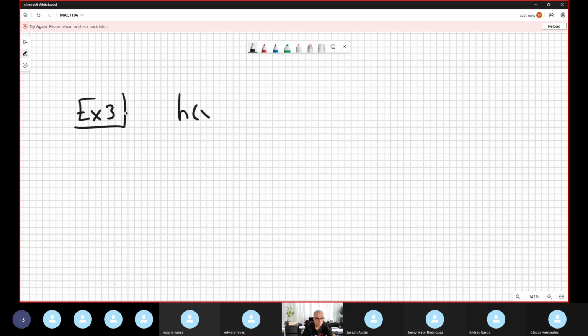h is the name of the function. It's a rational function. We have a polynomial at the top and a polynomial at the bottom. This is 2x squared plus 9x plus 4, and at the bottom we have x plus 3.